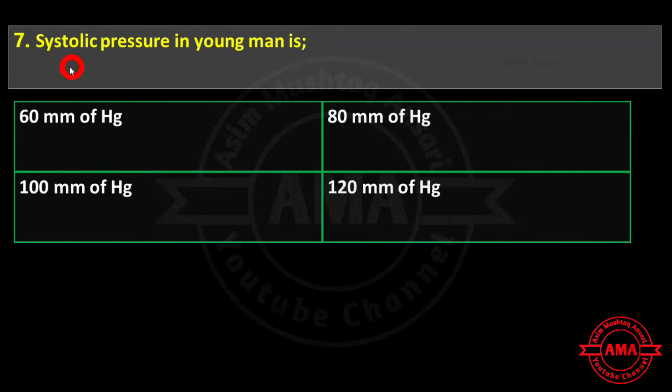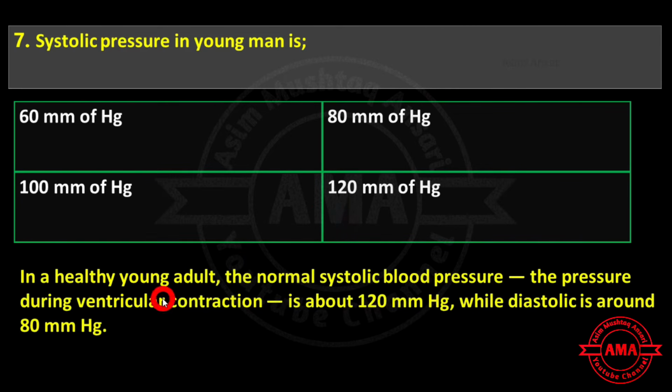Next is, systolic pressure in a young man is 60 mm of mercury, 80 mm of mercury, 100 mm of mercury or 120 mm of mercury. In a healthy young adult, the normal systolic blood pressure, the pressure during ventricular contraction, is about 120 mm of mercury, while diastolic is around 80 mm of mercury. So the exact answer is 120 mm of mercury.